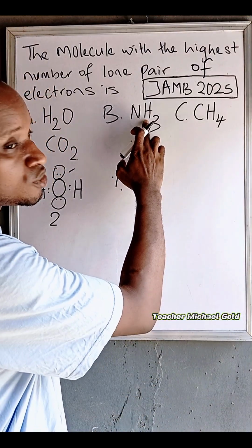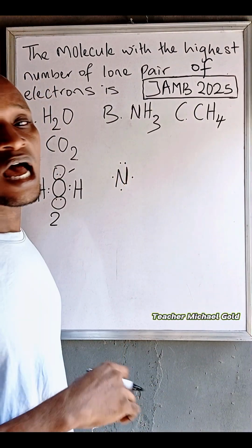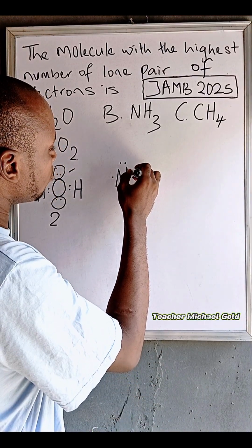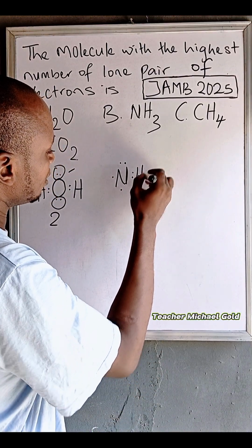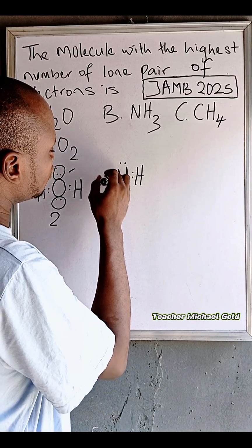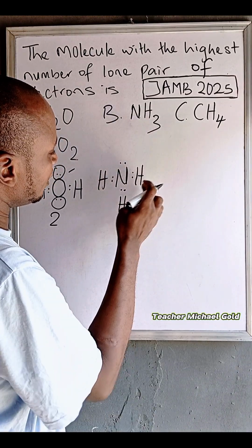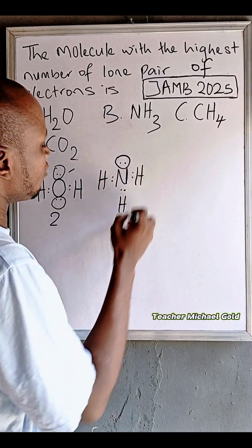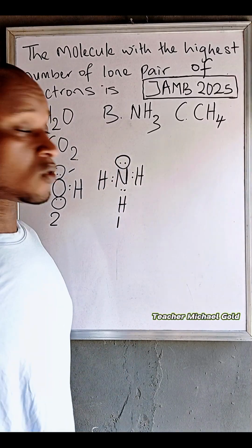So we have 3 hydrogens attached to this nitrogen atom. The hydrogen will come up here to form a bond here. Another hydrogen will come to form a bond here. Another hydrogen will come to form a bond here. And we have 3 hydrogens forming bonds here, which make up the ammonia. And if you look at this, you only have 1 lone pair of electrons.